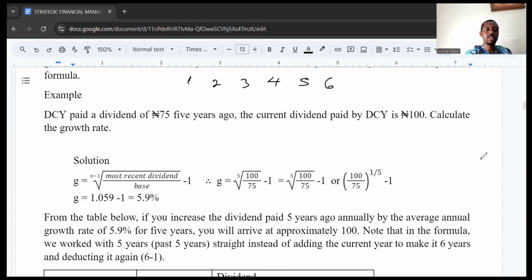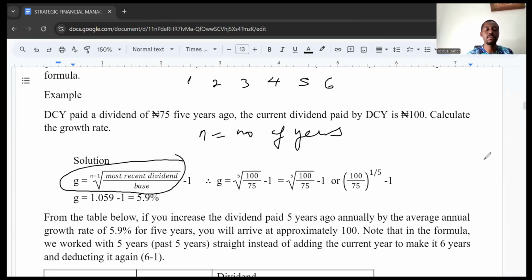This is the formula for calculating growth rate using the extrapolation: most recent dividend all over base dividend, to the power of 1 over n, minus 1, equals g. Here n is equal to the number of years, 1 is a constant, and g is equal to the growth rate.